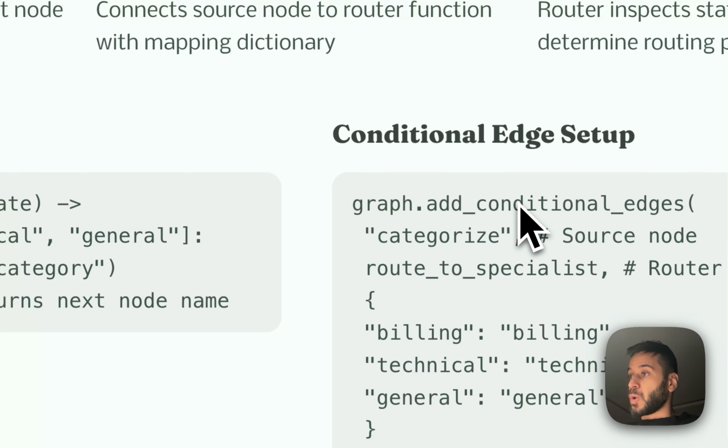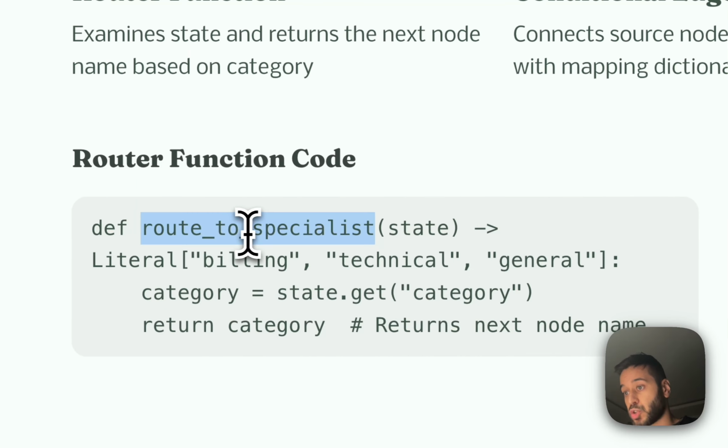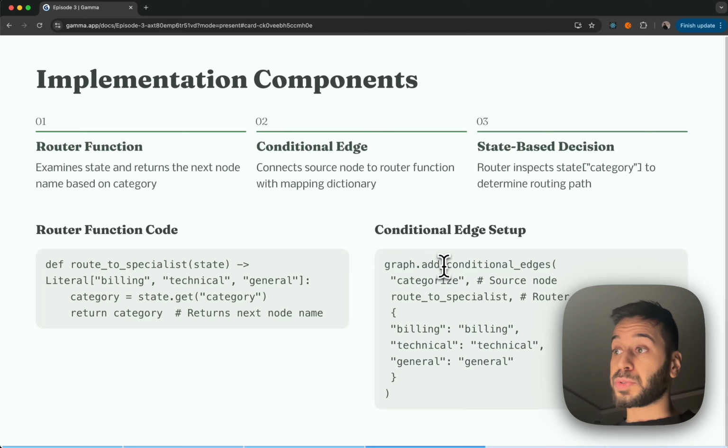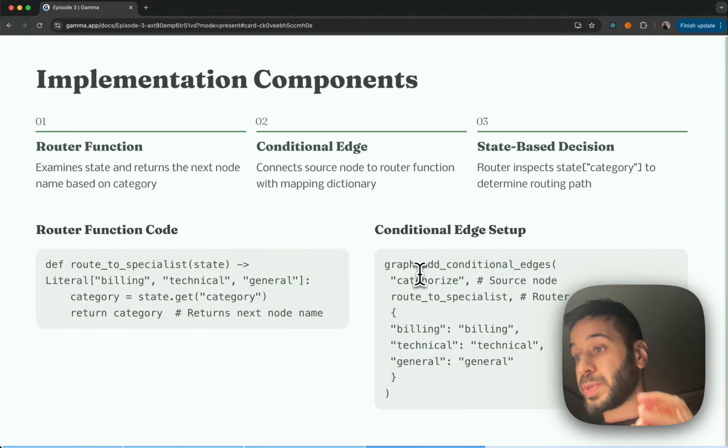Now, where do we use this router function? We're going to use it when we add the conditional edges. As I said, we will have multiple target nodes but a single source node, so we need multiple edges. This is how we define the multiple edges. We need the source node.